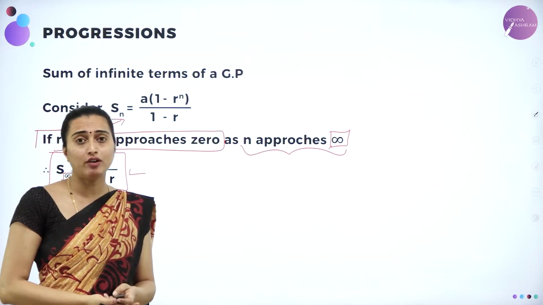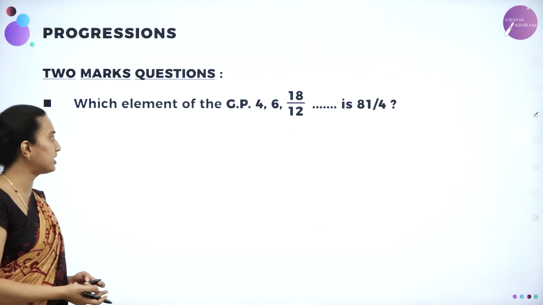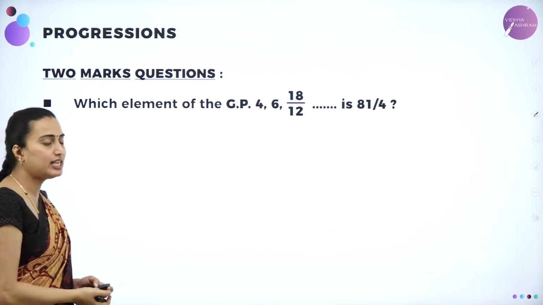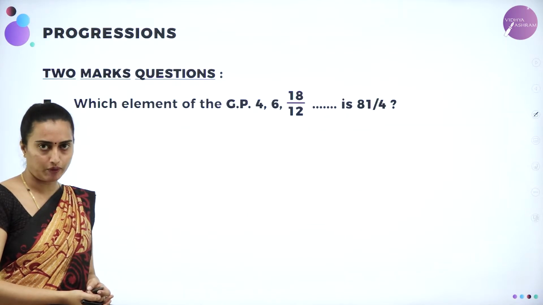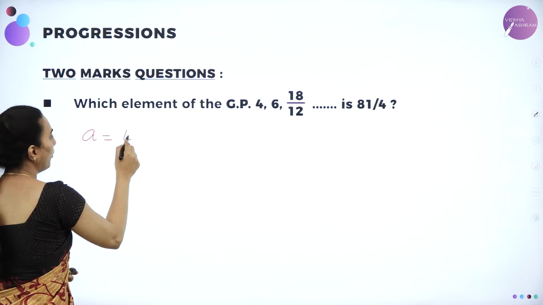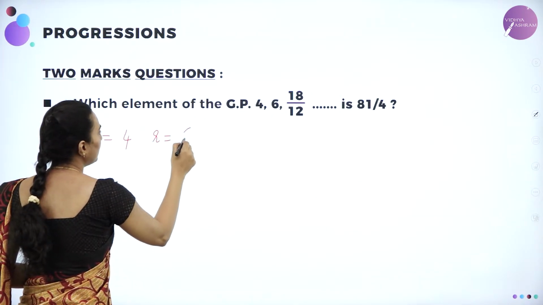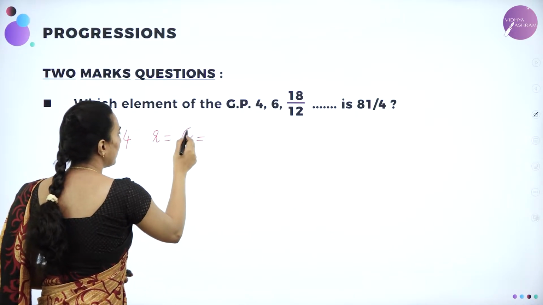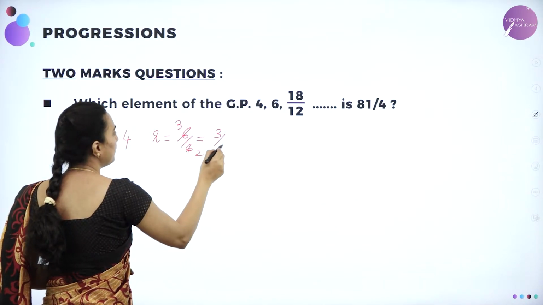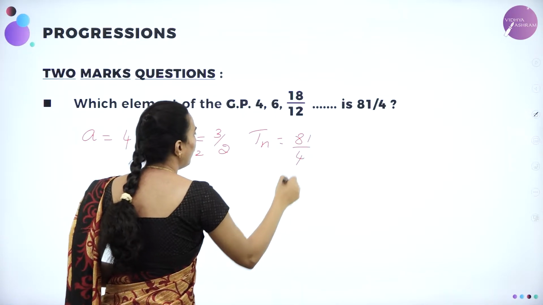Now we'll move on to solving the problems on GP, how they have been given. Here they have asked directly a 2-marker question. Which element of the GP 4, 6, 9, 27 by 2 is 81 divided by 4? Here they have given the first term A as 4, and the common ratio you can take as r is equal to 6 by 4, which implies you can cancel by 2: 3 twos are 6, 2 twos are 4, which will be equal to 3 by 2, and Tn they have given as 81 by 4.